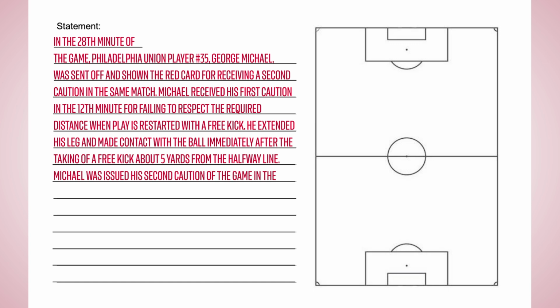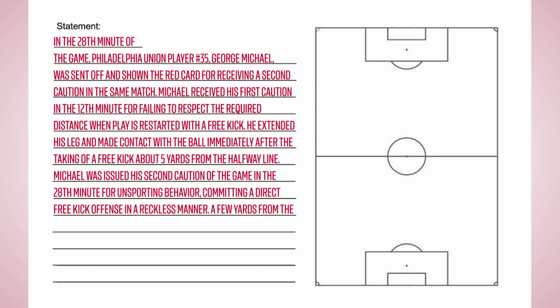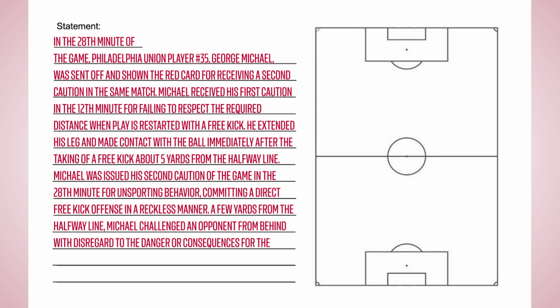Michael was issued his second caution of the game in the 28th minute for unsporting behavior, committing a direct free kick offense in a reckless manner. A few yards from the halfway line, Michael challenged an opponent from behind with disregard to the danger or consequences for the opponent, making contact with his knee to the back of the opponent's knee.